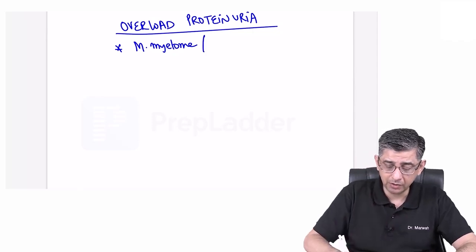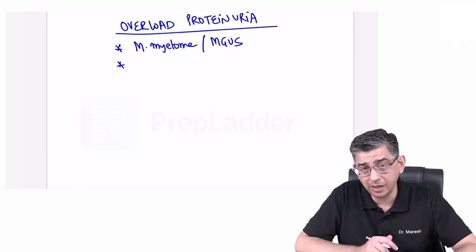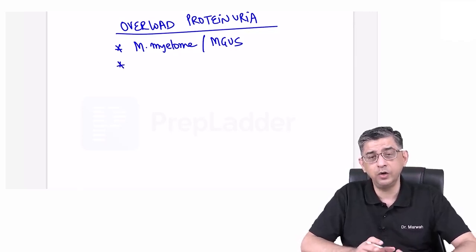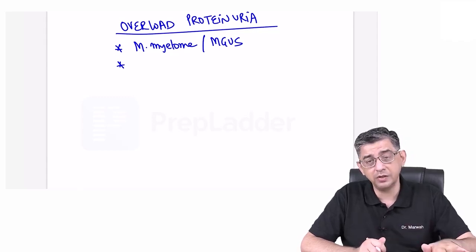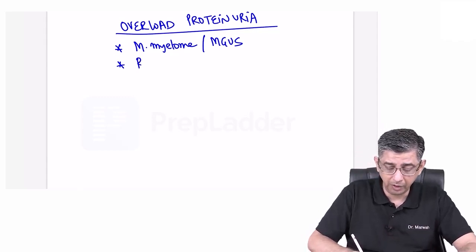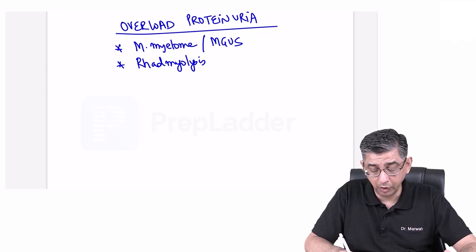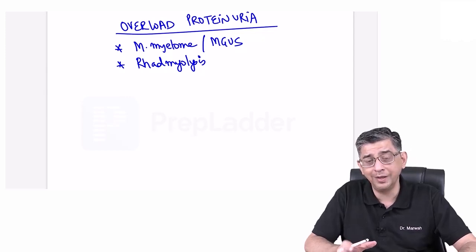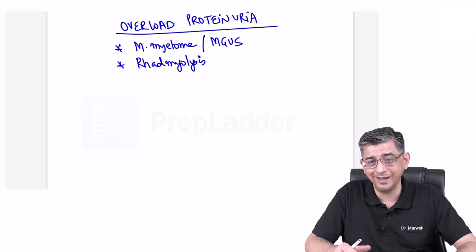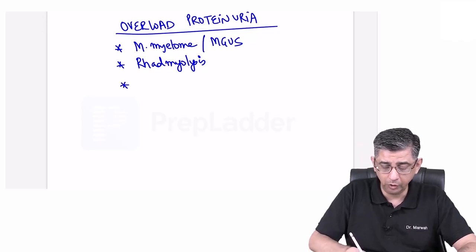Next could be a precursor of this, monoclonal gammopathy of unknown significance. Then can be a chap who's crossing the road, a truck went over his legs. It crushed the legs of this guy, so it can contribute to development of myoglobinuria, and this chap would be passing red color urine. Yes, rhabdomyolysis causes red color urine, and there would be presence of myoglobin in the urine. So myoglobinuria is again a situation where there's an overload proteinuria.